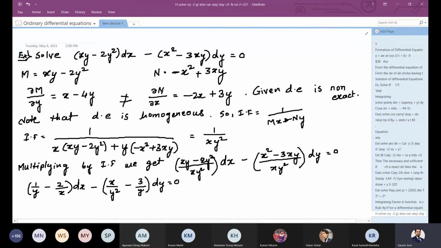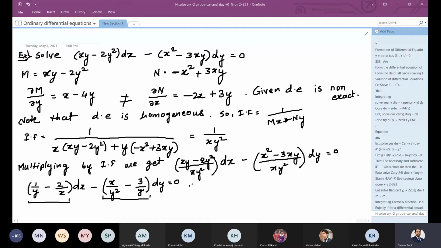Now, after multiplying this, if you want to check whether your integrating factor is correct or not, you can take the partial derivative of this with respect to y, and the partial derivative of this with respect to x, and you will see that both of them are equal. So after multiplying, surely you will get an exact equation.